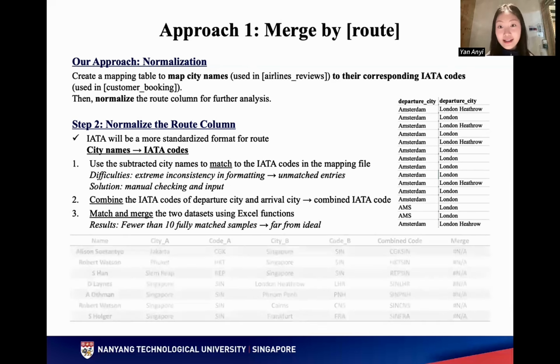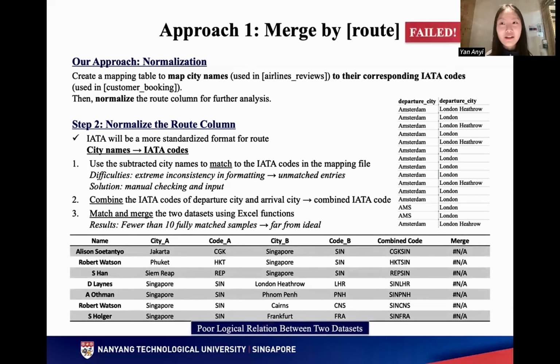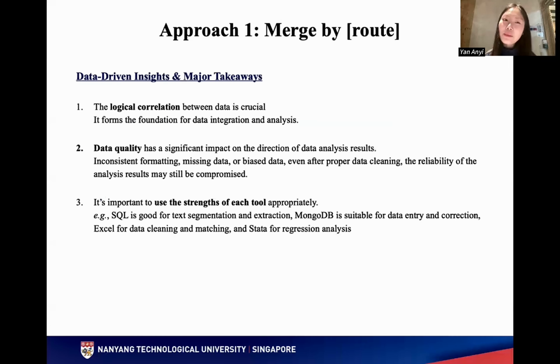But the result is far from ideal, because we only got fewer than 10 fully matched samples, and this shows the poor logical relation between the two datasets. Therefore, this approach failed. Our major takeaway from this approach is that logical relation and data quality are very important in analyzing data, because if there is a lot of inconsistency, missing data, or biased data, we could not get a very reliable analysis result. It is also important to use the strengths of each data analysis tool. For example, I used MySQL and Excel in this sample.